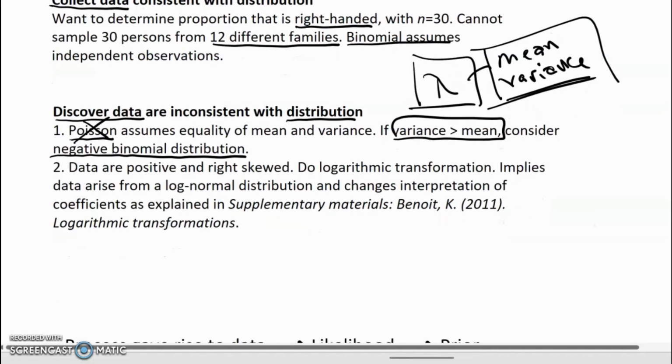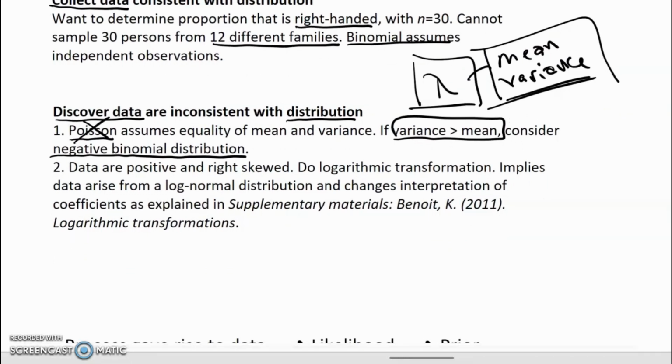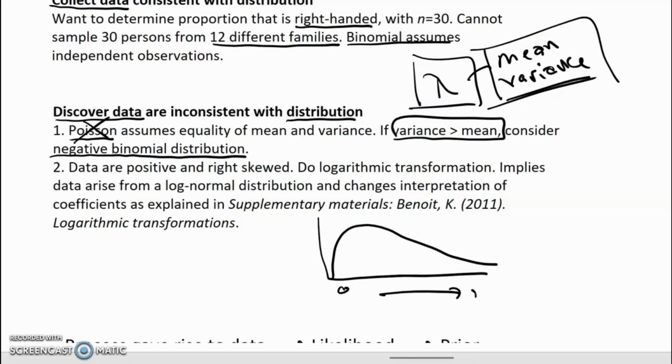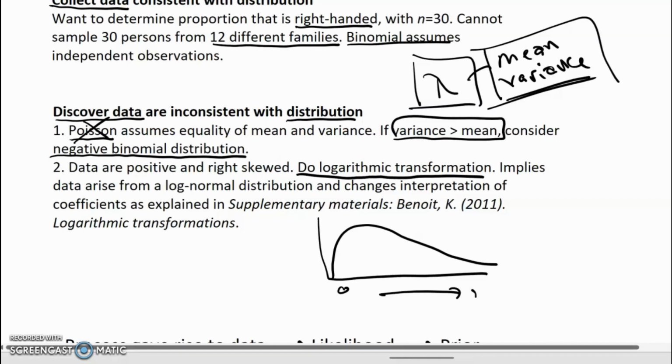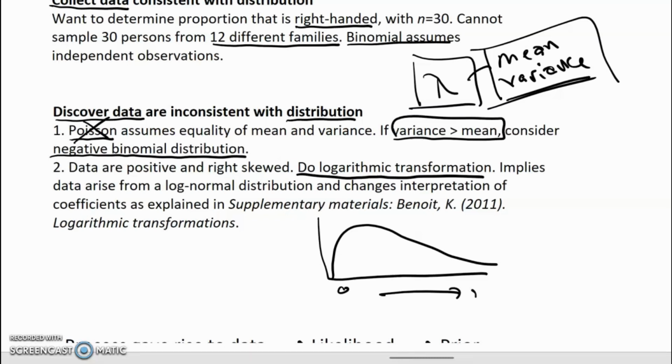Another example would be, we plan to collect some data. We're going to assume that the distribution is normal. But then when we look at our data, we find that it is right skewed and positive. What do we do in a situation like that? Well, we may want to consider doing a logarithmic transformation. That will work, but effectively what it does is it assumes our data are arising from a log normal distribution. So our likelihood function is no longer going to be normal, it's going to be log normal, and perhaps more importantly, it's going to change the interpretation of the coefficients.